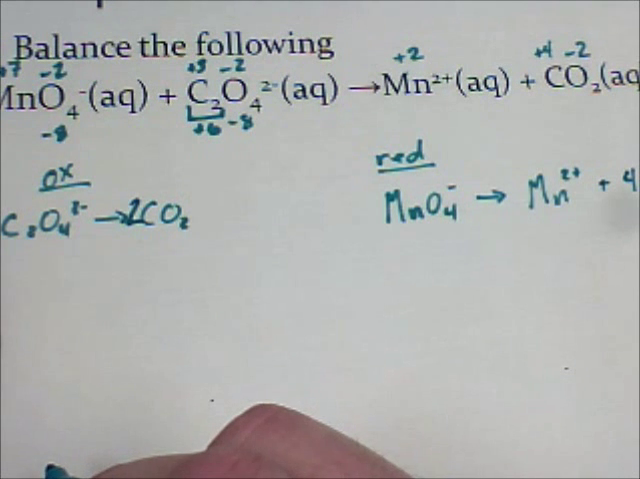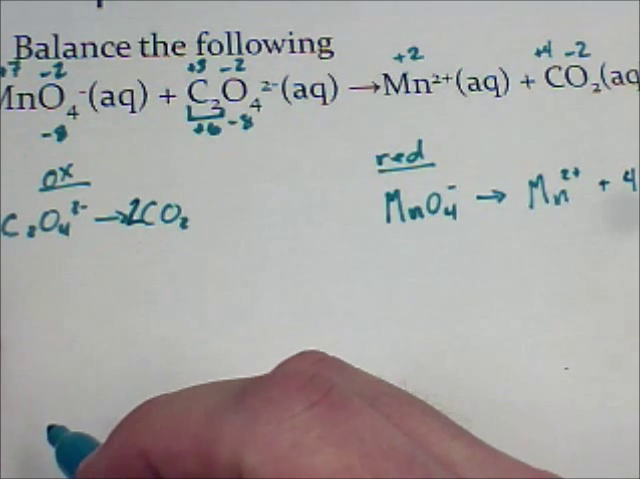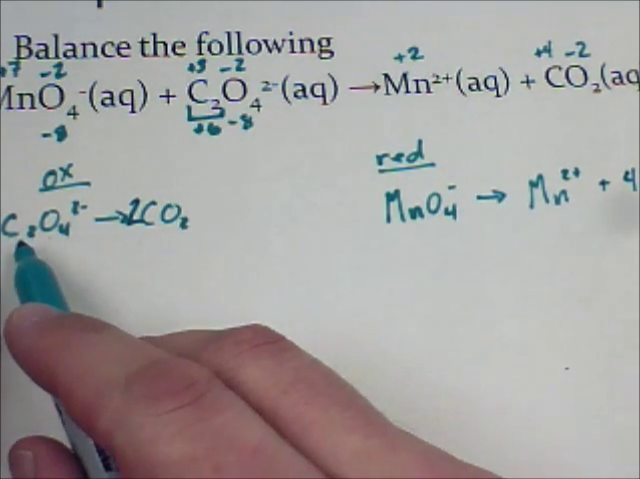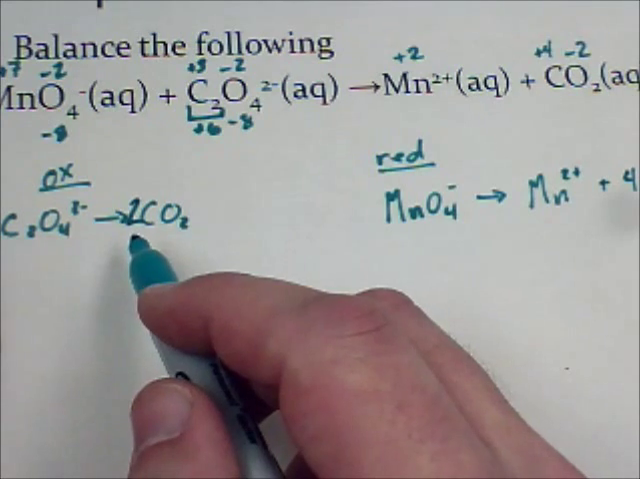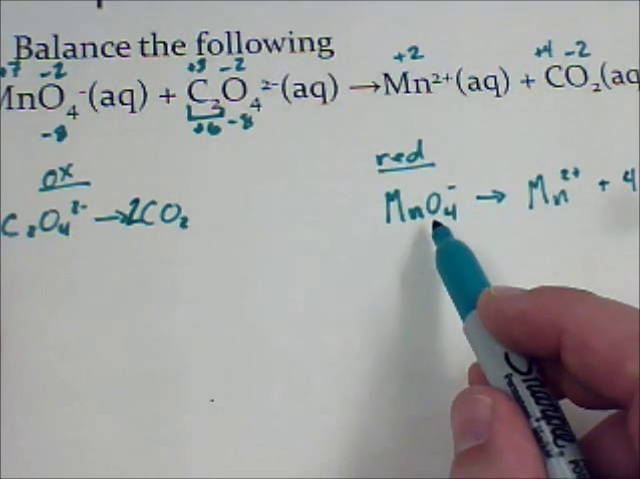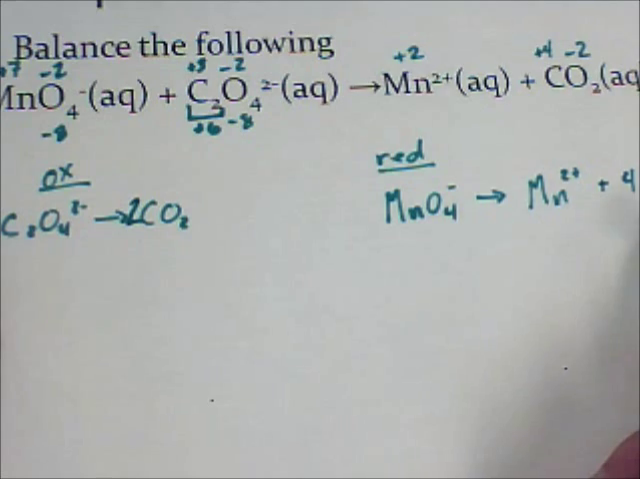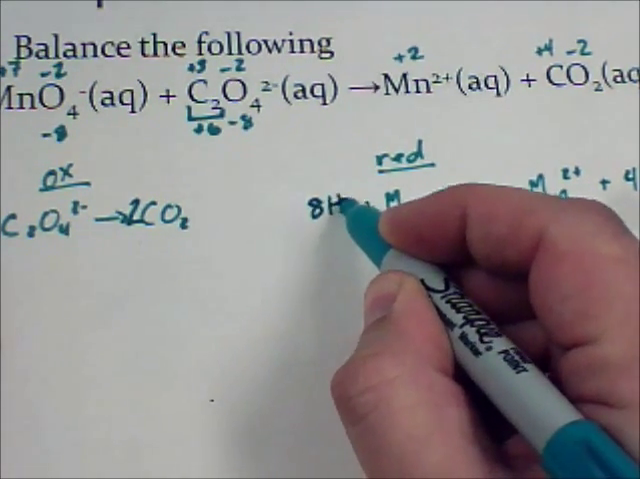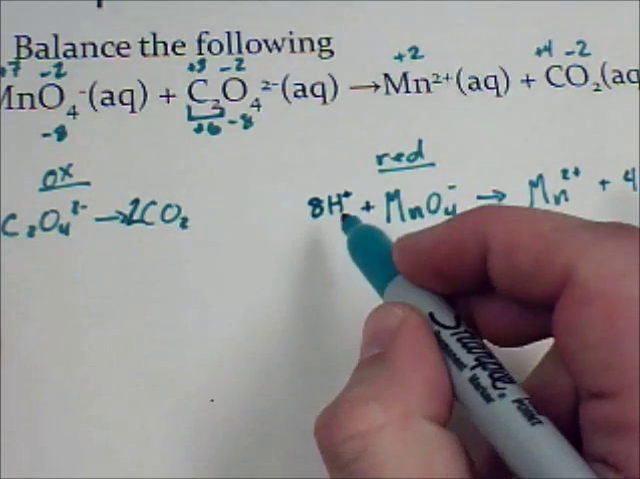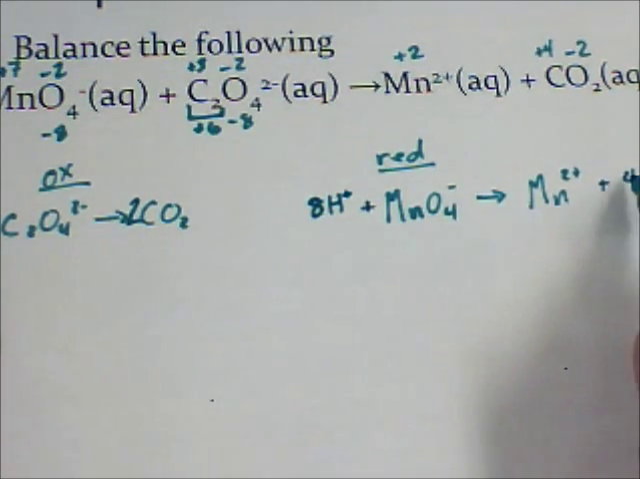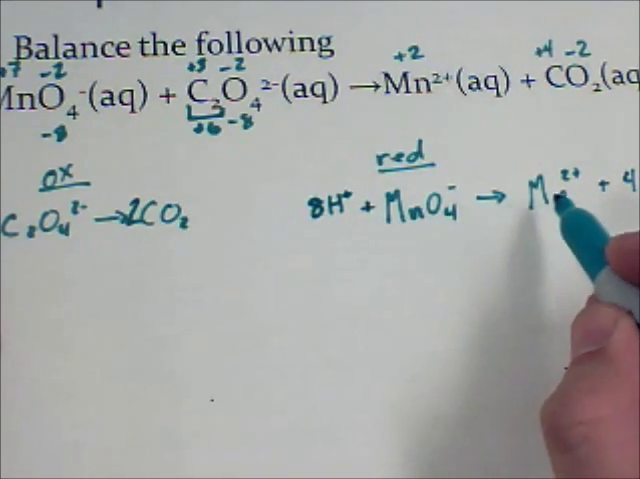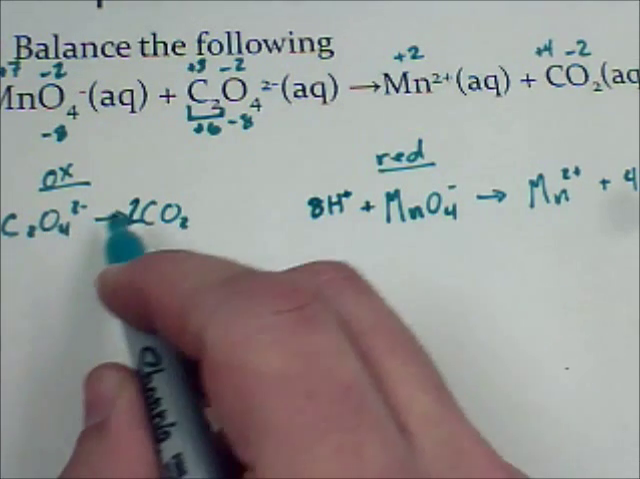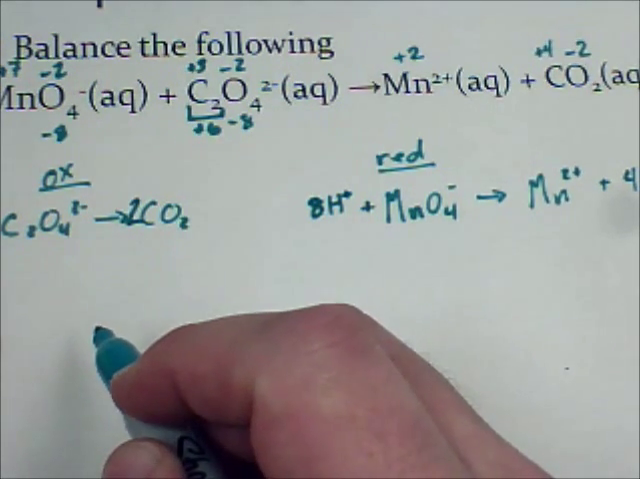The next step, which is step 4C, is adding hydrogens by adding H pluses. Well, in oxidation, I don't need any hydrogens, so we didn't add any waters. For the reduction, I have 8 hydrogens on the right, so I need to add 8 hydrogens on the left. Now 8 hydrogens, 4 oxygens, 1 manganese, 1 manganese. For oxidation, 2 carbons, 4 oxygens, 2 times 2 is 4 oxygens.